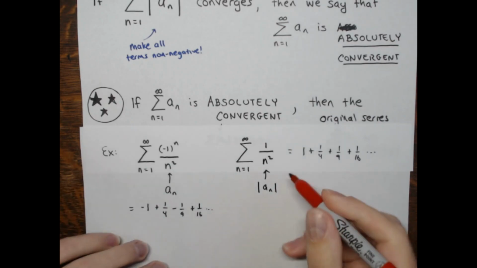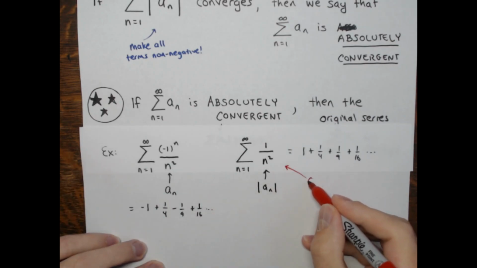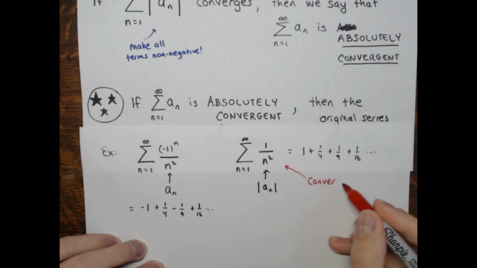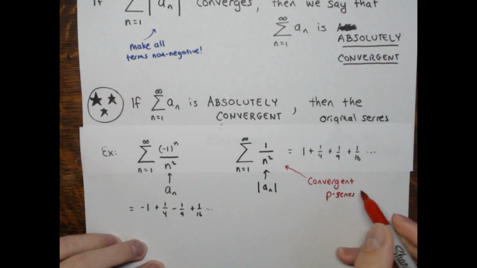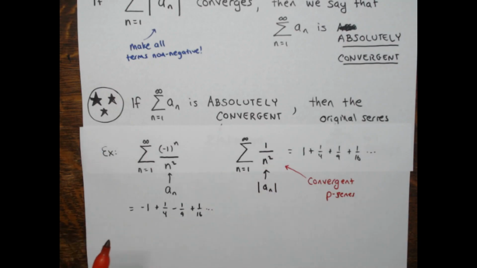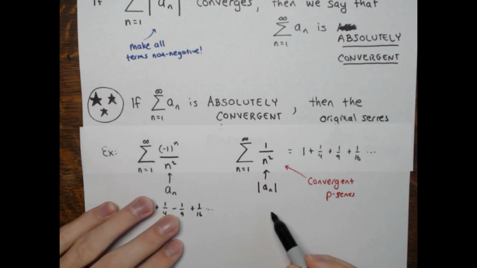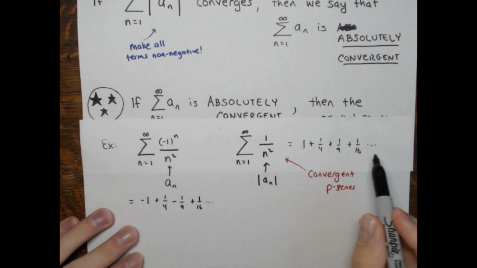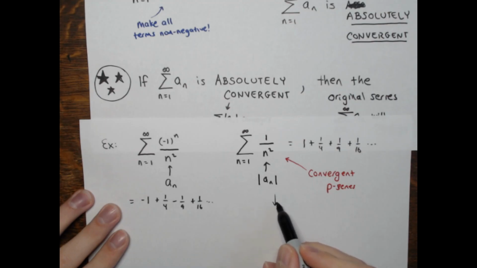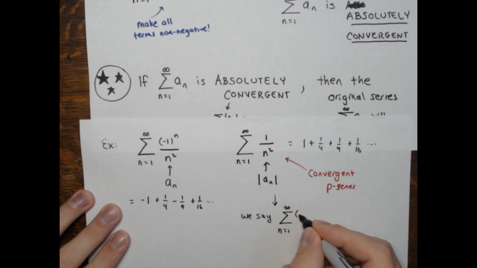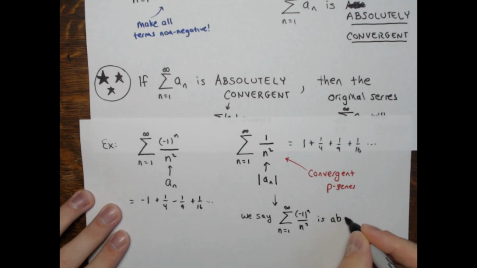Well, we know from earlier sections that this sum of the positive terms is convergent. This is a convergent p-series, 1 over n to the p, where p is bigger than 1. And since this sum of positive terms is convergent, we would say that the original sum is absolutely convergent.